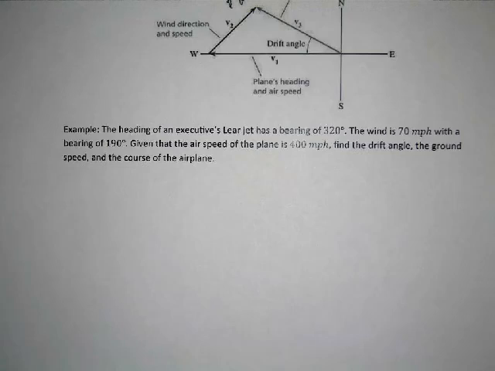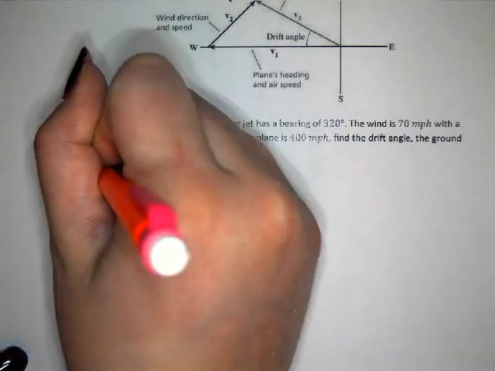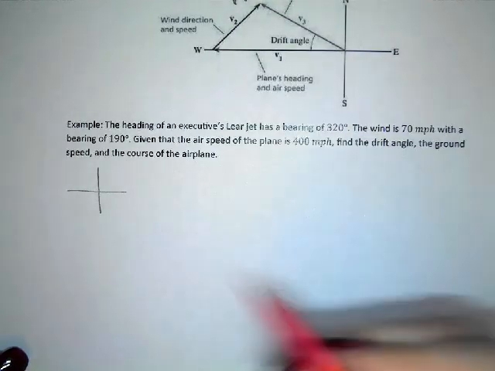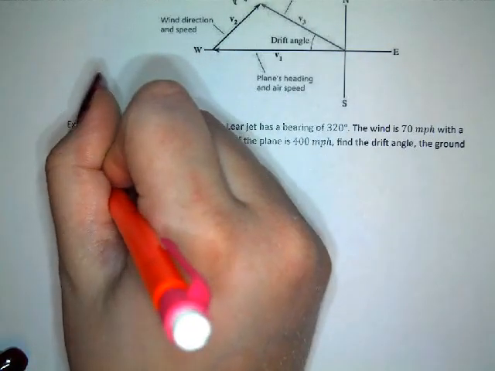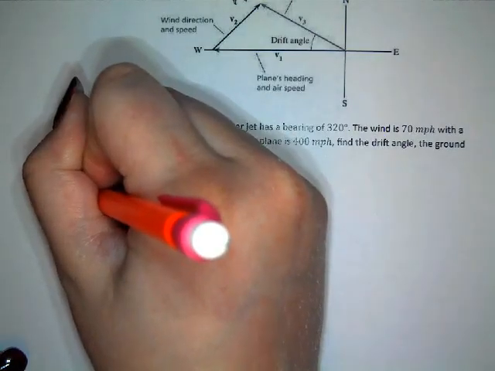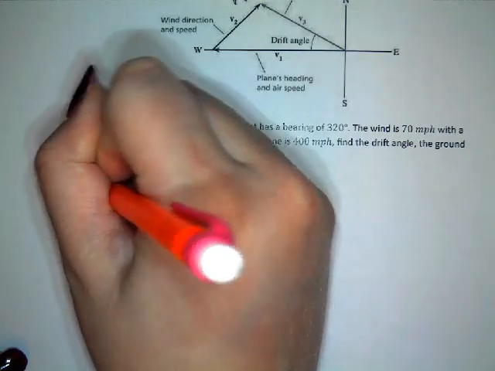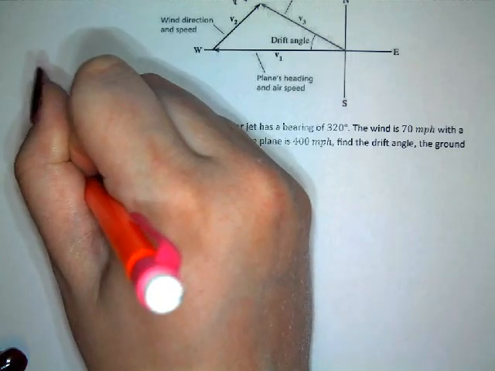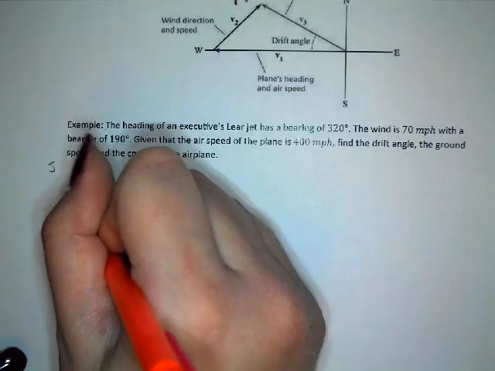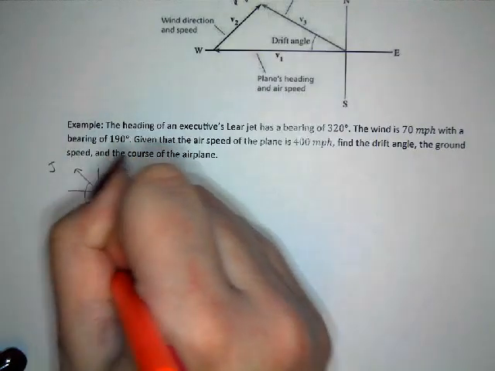The jet has a bearing of 320, so there's 270, 315 in the middle, 320 is a little bit further. So that's what that looks like. This is the jet. The wind has a bearing of 190, 180, 190. That's the wind.